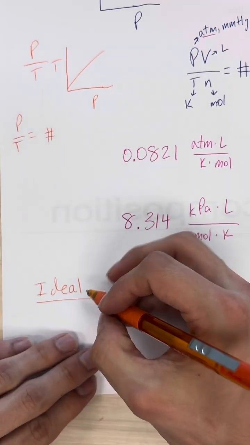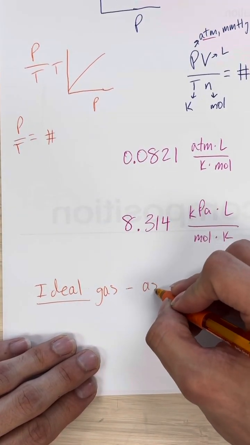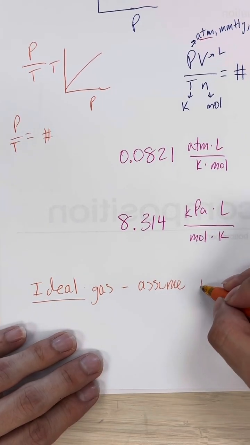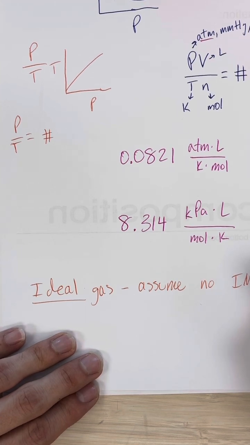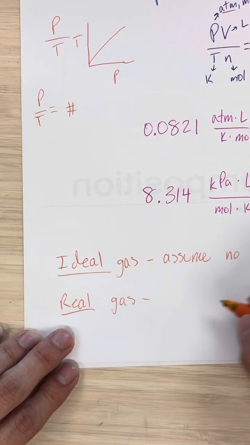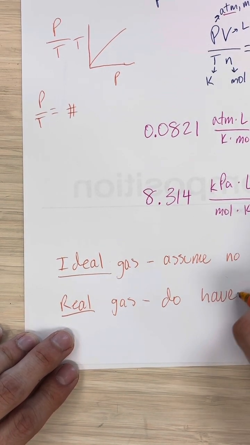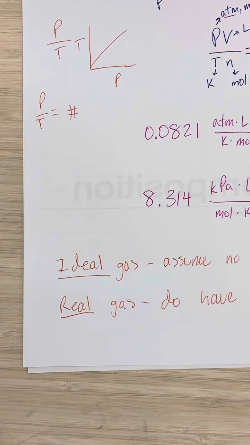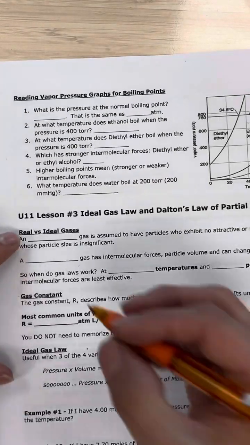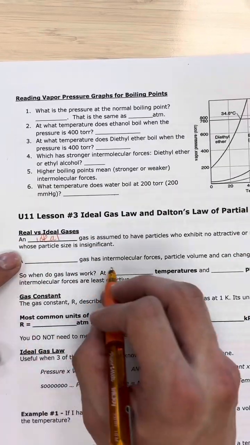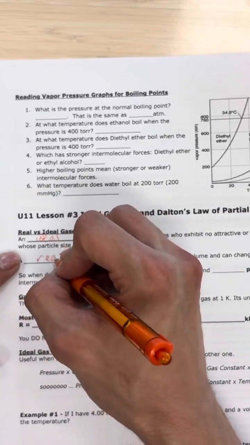So an ideal gas is a gas where we assume that there are no attractive or repulsive forces. I can just say IMFs, right? While a real gas does have IMFs and the particles do take up space. We will not look at the formulas for real gases because they take a little bit more algebra and a little bit more time to work with. So you'll see those if you go on to AP or IB chemistry, but you won't see them here. So in our notes, an ideal gas is assumed to have particles that exhibit no forces, and a real gas does have IMFs, particle volume, and it can also change states.